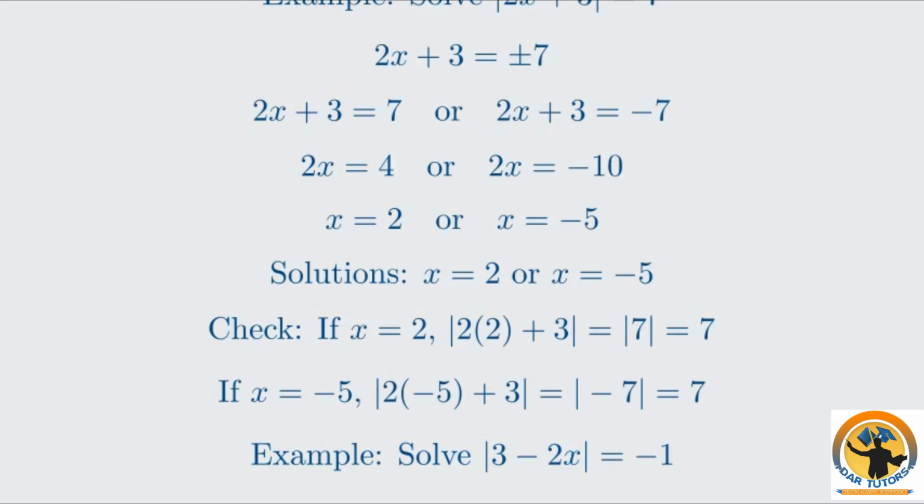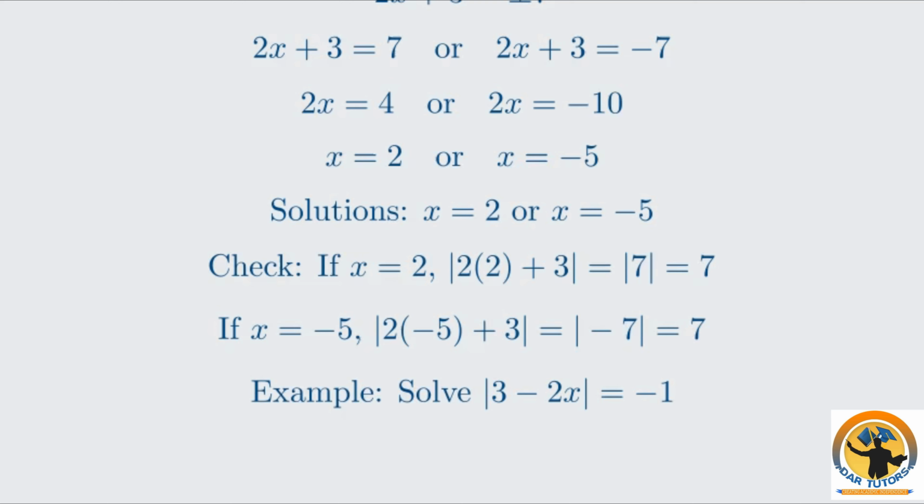Remember our first property. The modulus of any number is always non-negative. It can never be negative. Therefore, the left-hand side of this equation, the modulus of 3 minus 2x, can never be equal to the right-hand side, which is negative 1. This equation has no solution.